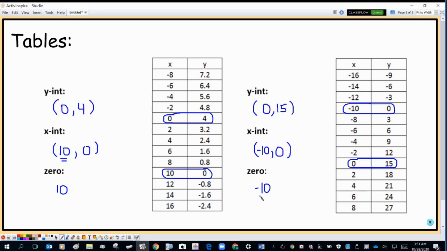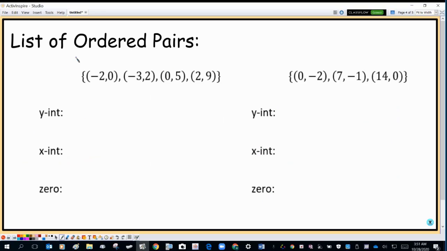So then right there our 0 is -10. Okay, so let's go ahead and go to the list of ordered pairs. Please remember that for the y-intercept, the x value is 0. So with that, we find the ordered pair there that has 0 for x, so that would be 0, 5.